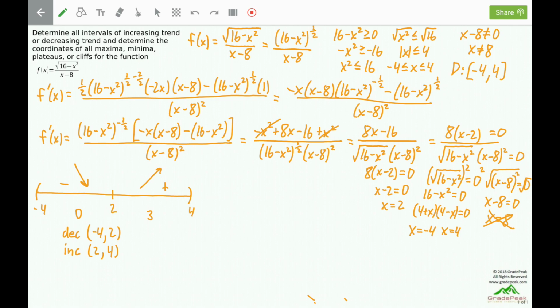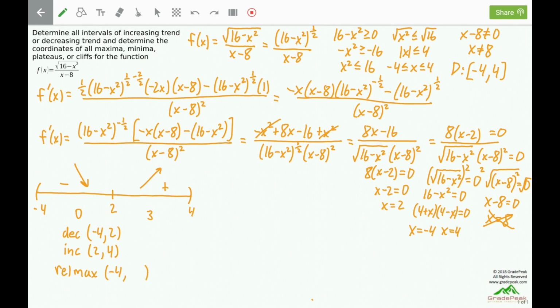There are 3 critical numbers on here. The left endpoint, the right endpoint, and then the 2 in the middle. Looking at the left endpoint, there's nothing to the left of the left endpoint, but to the right of it, it decreases. And that makes the left endpoint be a relative maximum. So we have a relative maximum occurring at an x-coordinate of -4.